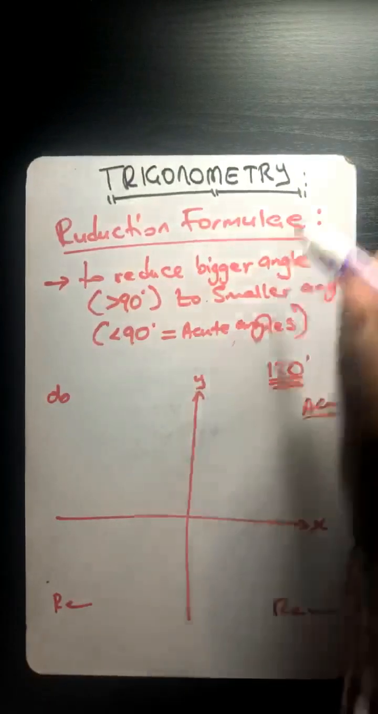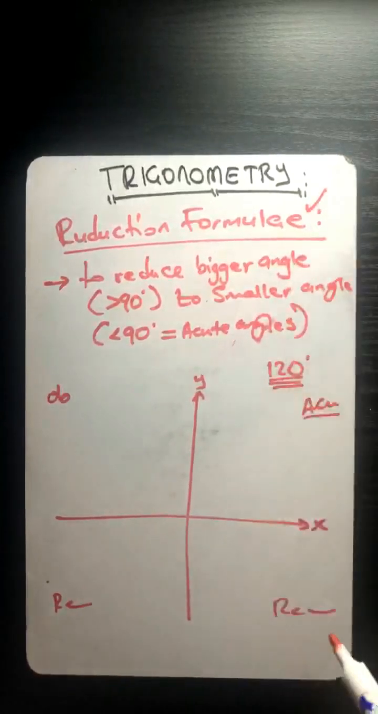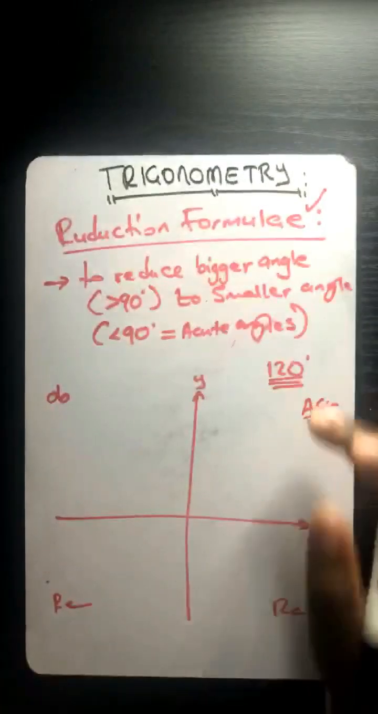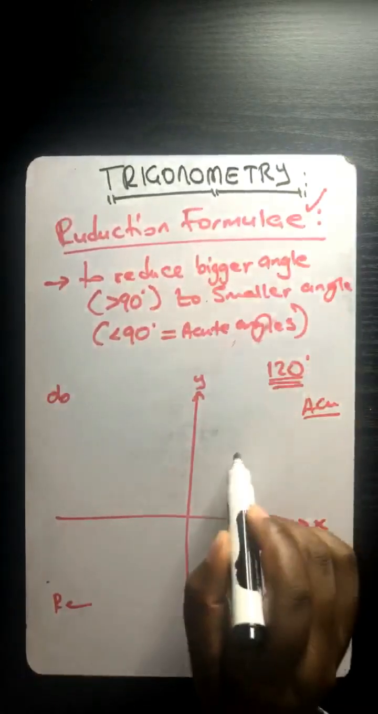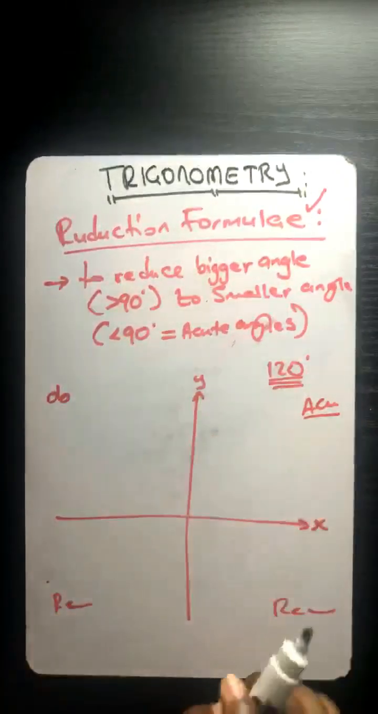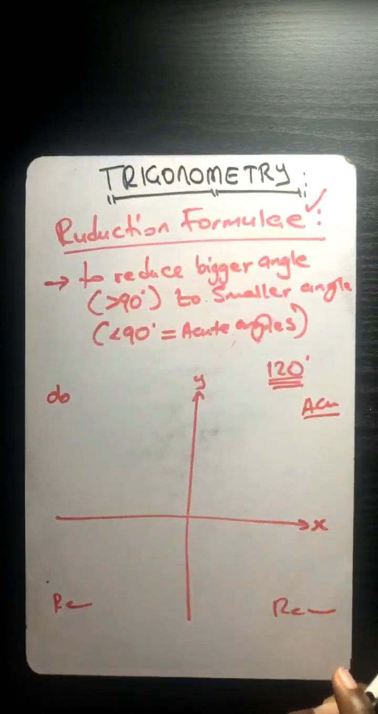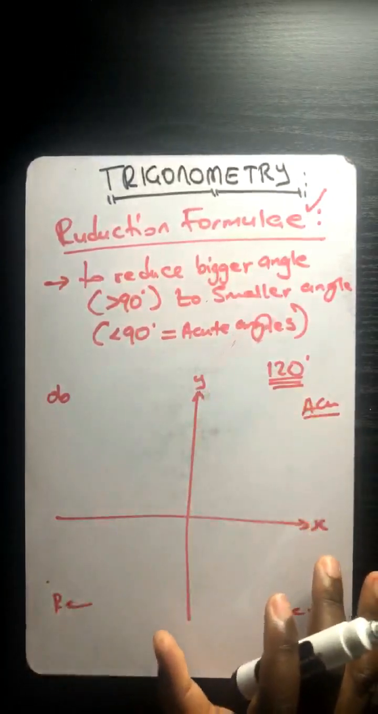So it's more like we use reduction formulae to reduce bigger angles. Maybe let me make an example so that it makes sense. Once you understand this part, you will find it easy working with all of this and you will fully understand all that I'm going to be explaining. So I won't continue until everyone understands this, because if we continue and you don't understand this, you might not fully understand everything that we'll be doing.